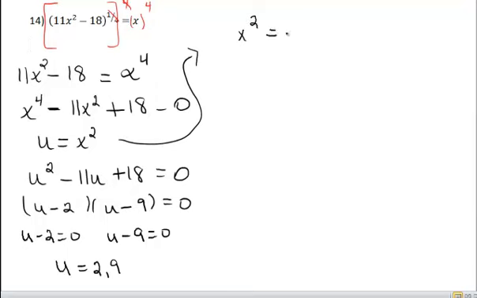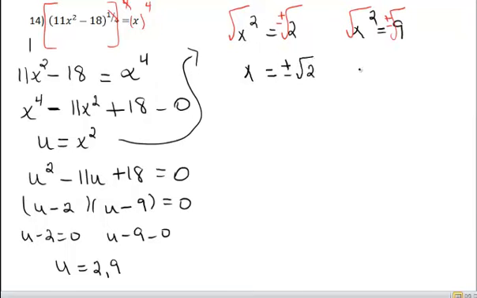So we have x squared equals 2 and x squared equals 9. To solve both of those, we need to take the square root, and don't forget plus or minus. So when we solve this, we get x is equal to plus or minus the square root of 2, and plus or minus the square root of 9, which is 3.